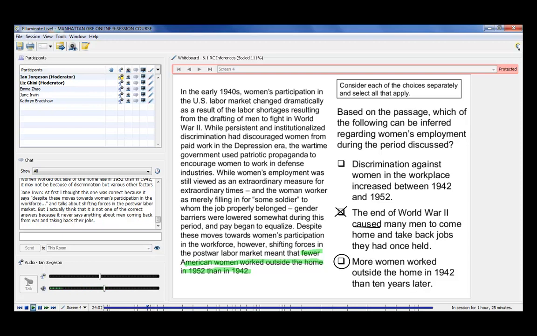All right, and last one, working backwards here, Emma said that this one is not inferable. It says women worked outside the home less, but maybe not because of discrimination.